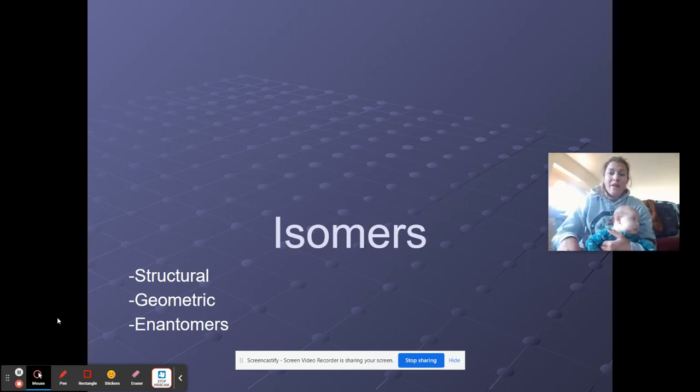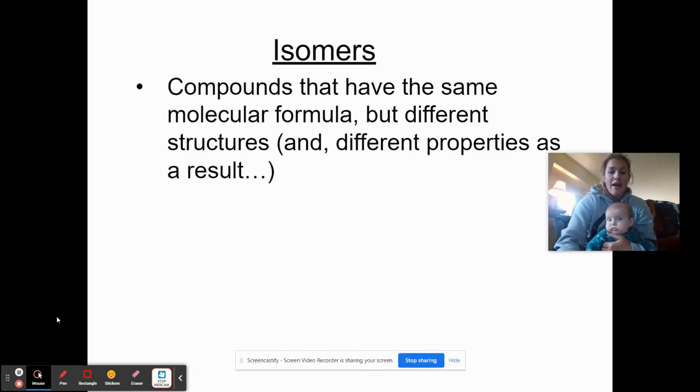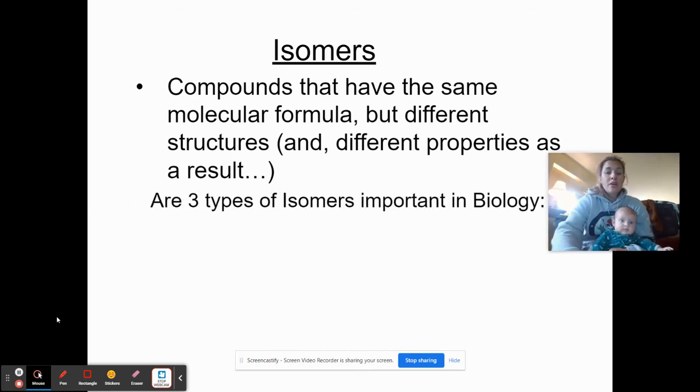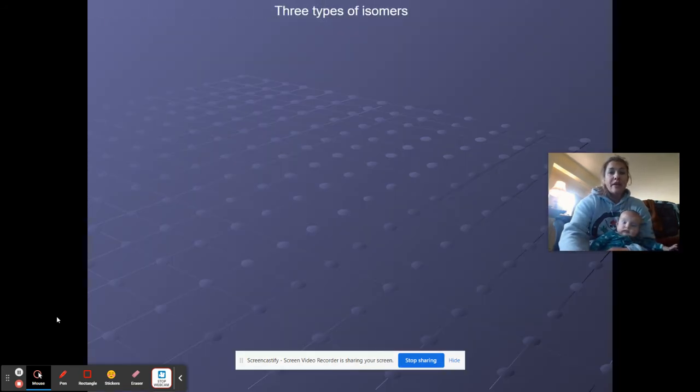So we have 3 different types of isomers: structural, geometric, and enantiomers. And these are really, really cool things. Isomers are compounds that we kind of talked about before, that they have the same molecular formula, but they have different structures. And because they have different structures, they have different properties. So the 3 are very, very important in biology specifically.